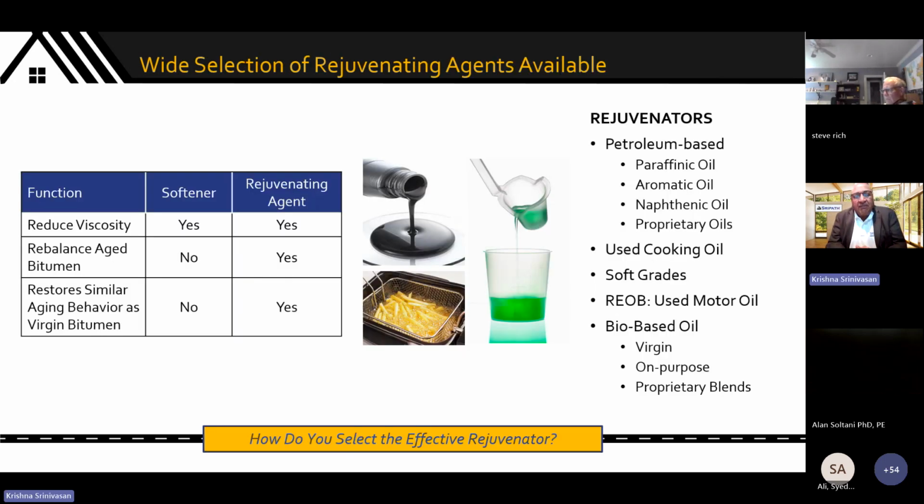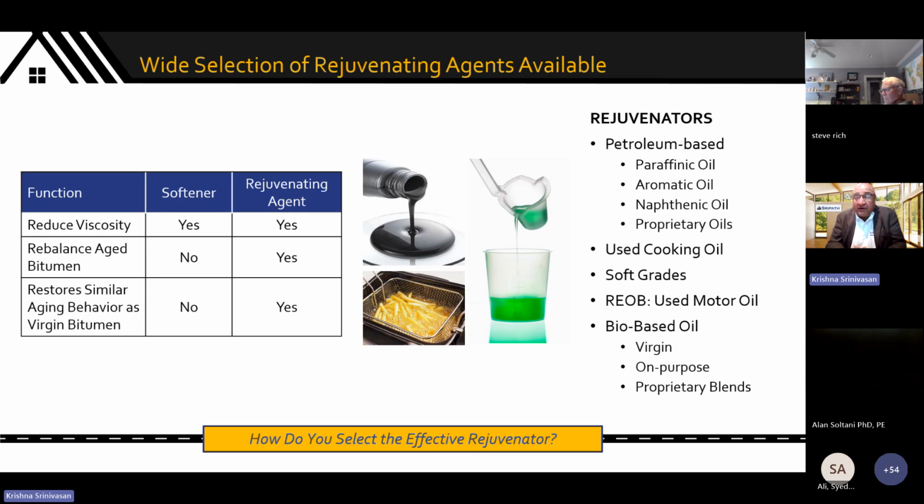So I'll talk a little bit more about softening versus rejuvenating in the next slide. But I want to acknowledge here the wide variety of materials that have been used and are being used as rejuvenators. And I just want to lay them out there. They all have pros and cons. We'll go through some of them. So these may be petroleum-based oils, paraffinic, naphthenic, aromatic, saturates, etc., proprietary oils. Some people have proprietary petroleum-based rejuvenators. Used cooking oil, McDonald's greases and fats and waxes and things like that have also been tried.